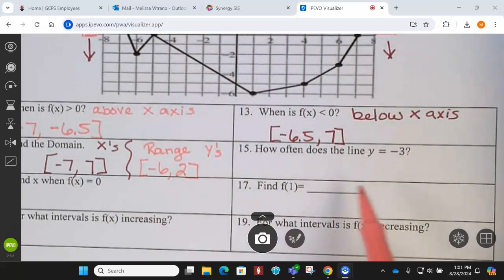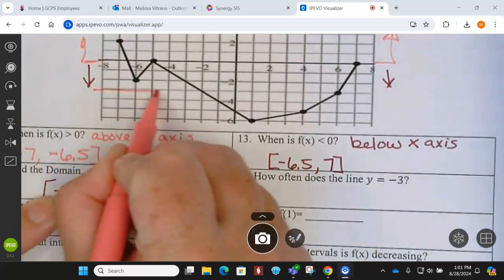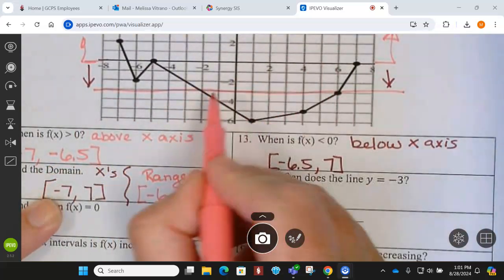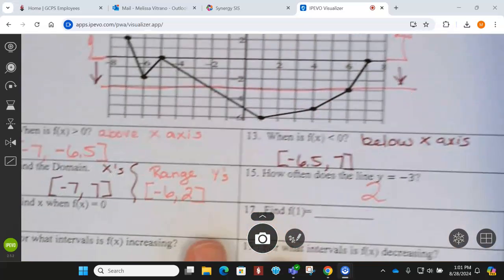How often does the line y equals negative 3 get crossed? Y equals negative 3 is right here. My advice is draw a line. 1, 2. Okay.